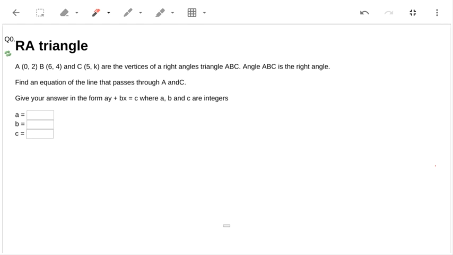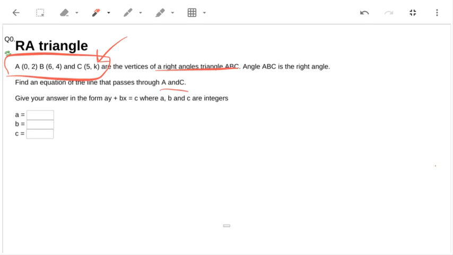Right, let's solve this question here. We've got 3 points, and one of them's got an unknown. They make a right-angled triangle. We need to find an equation that goes through A and C, and C's got an unknown.